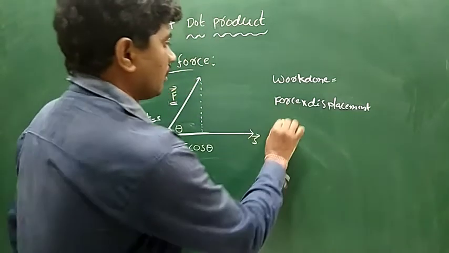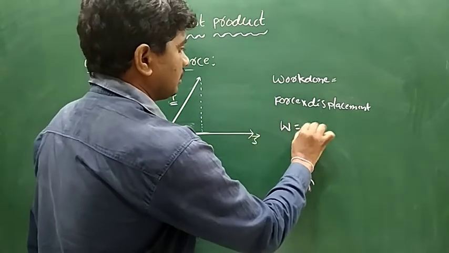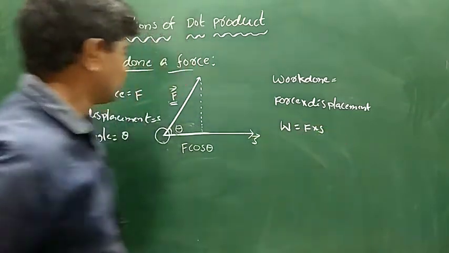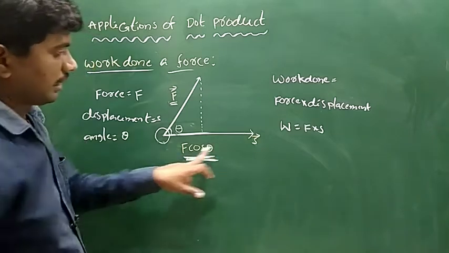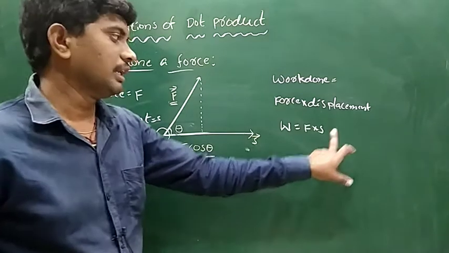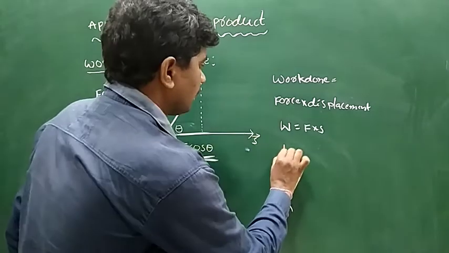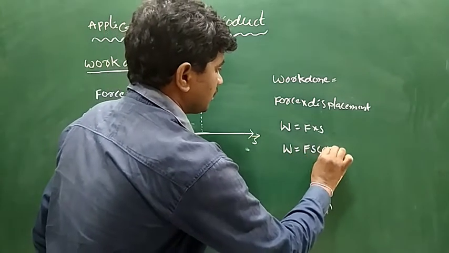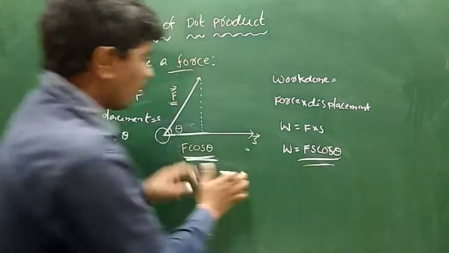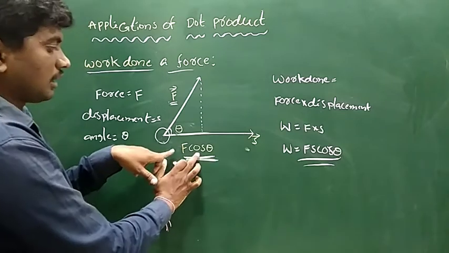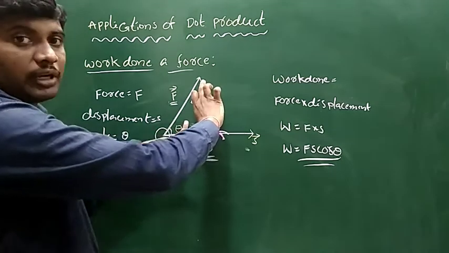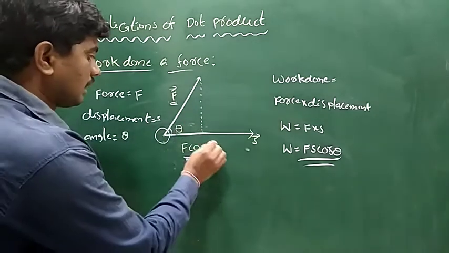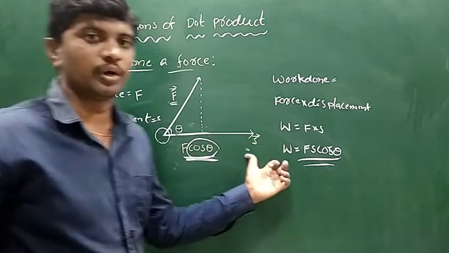Therefore, W equals F into S. But along the x-axis, the horizontal component is F cos theta. Finally, work done equals F S cos theta. The horizontal component is cos theta. Next, the vertical component is sin theta. We take cos theta because of the horizontal component.